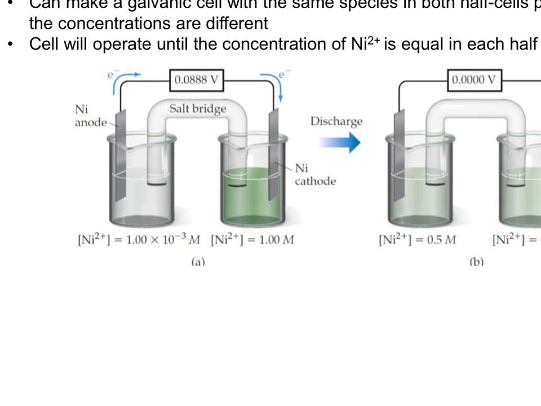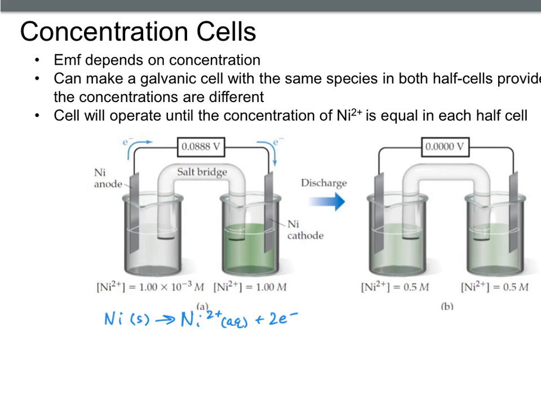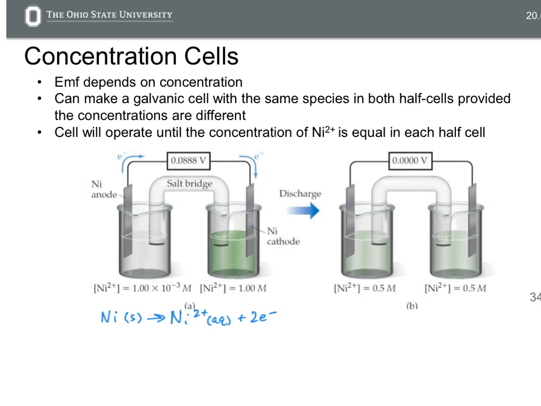both cells are taking nickel. I guess I'm writing this as an oxidation, forming nickel 2+ and 2 electrons. So in one half cell you have the oxidation, and in the other half cell you have the reduction. But it's the same sort of thing happening. The only difference is that the concentration is much higher in one of the cells than the other. And basically what happens is that the electromotive force, or the potential, is dependent on concentration. And we know that based on the Nernst equation.